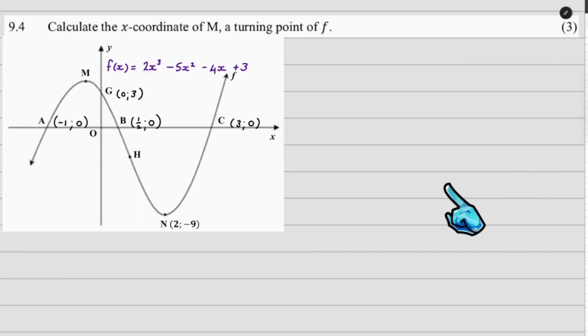Question 9.4 asks us to get the x coordinates of M, the turning point of f. Okay. To get the turning point within calculus, there is a procedure to follow. And bear in mind, this procedure works for all functions, not just cubic functions.